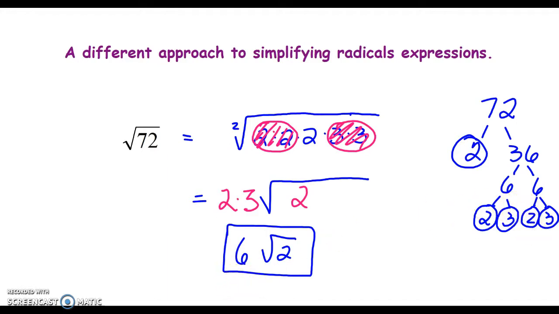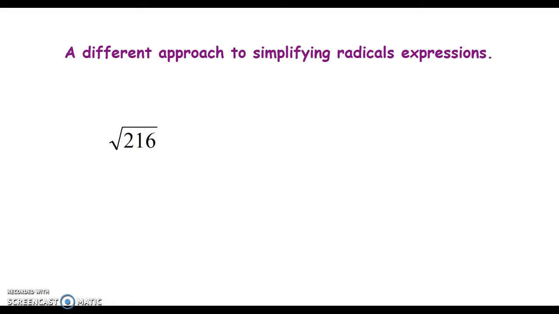All right, let's try one just a tad more difficult. The square root of 216. Okay, well, I don't know what that is. Let's go to our factor tree. Let's see. It's an even number, so I know it's divisible by 2. Okay?